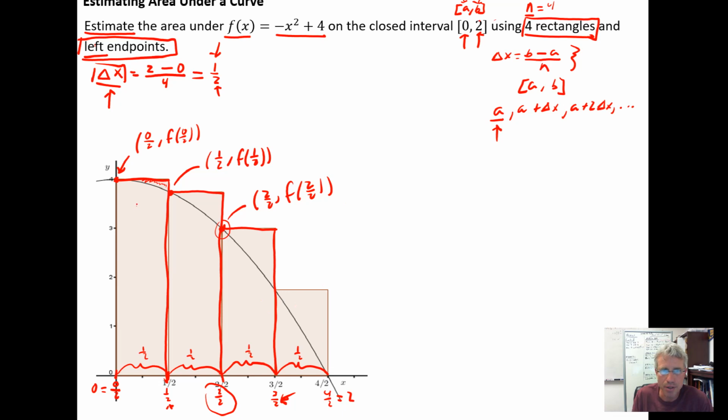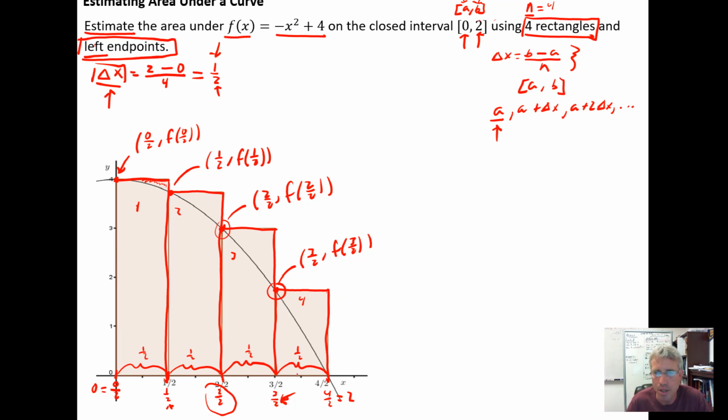This is rectangle 1, rectangle 2, rectangle 3. I wanted 4 rectangles. So now you go to the 3 halves, the next number you've labeled on the x-axis. You evaluate the function at 3 halves. That gives you a point on the line, and you draw a rectangle based on that point. So you wind up with a rectangle whose upper left endpoint is on the curve.